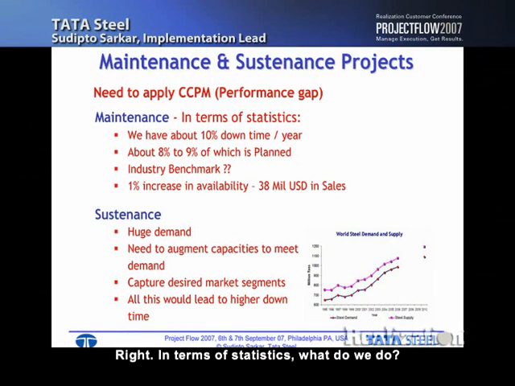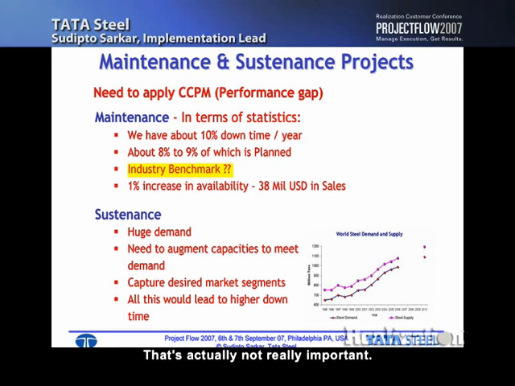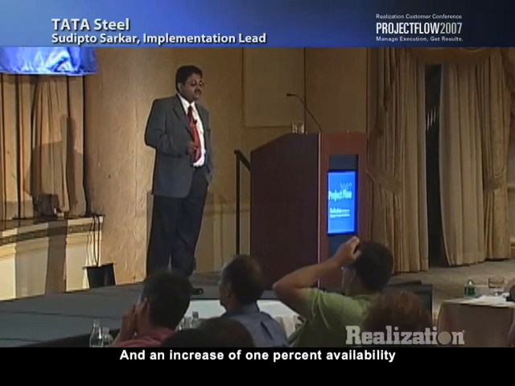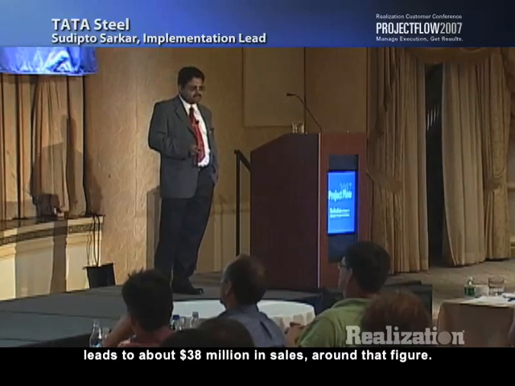Right. In terms of statistics, what do we do? There's about 9 to 10% downtime. That's about the max. Some plants have even 3 to 4% of planned downtime. What's the industry benchmark? That's actually not really important. The issue is to get the plant running always. And an increase of 1% availability leads to about $38 million in sales.